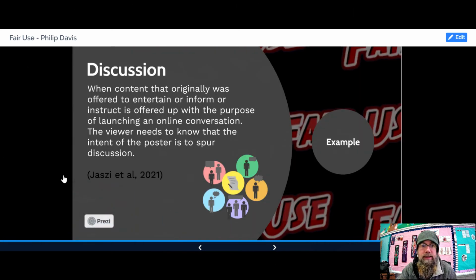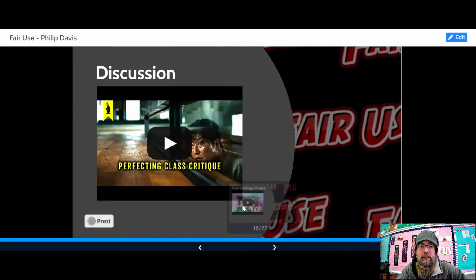Discussion. This is when the content that was originally offered to entertain or inform or instruct is offered for the purpose of launching an online conversation. This is important, that the viewer needs to know that the intent of the poster is to spur discussion. Here's an example of this.